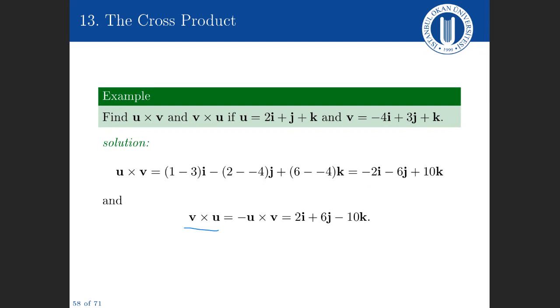Next, we want V cross U. If we wanted, we could do the same calculation, but that would be wasting our time. It's quicker to just remember that V cross U is minus U cross V, or minus the vector we just found.